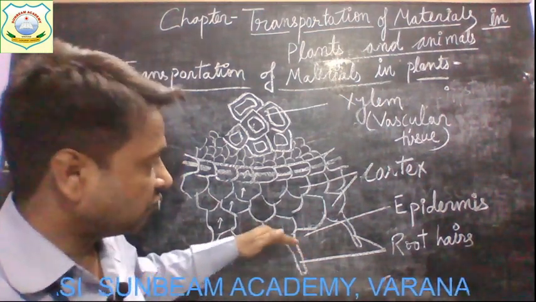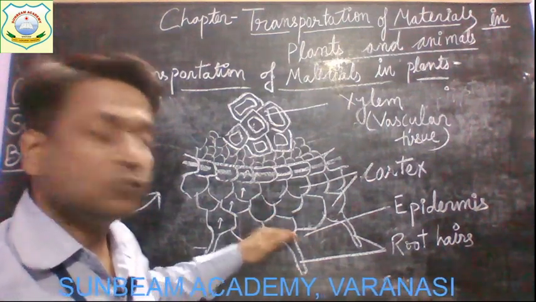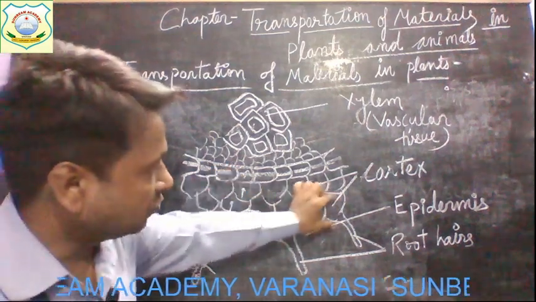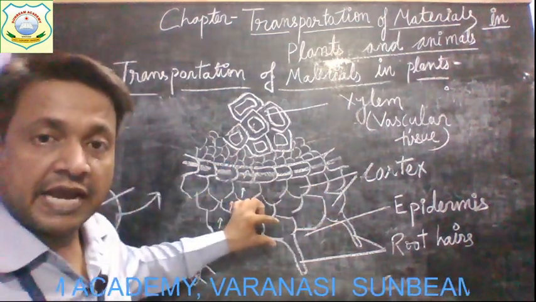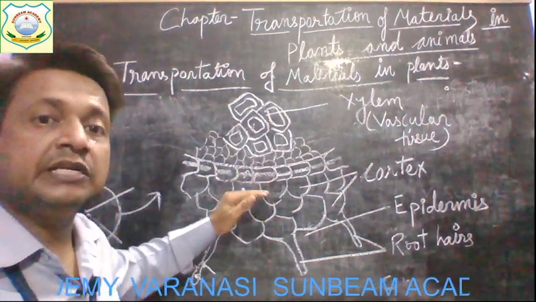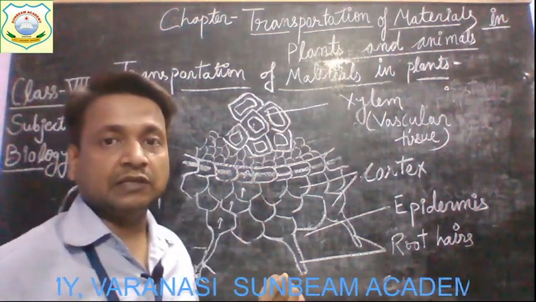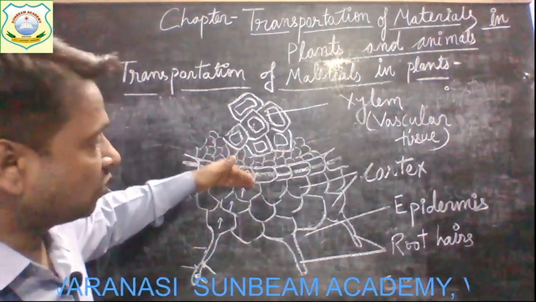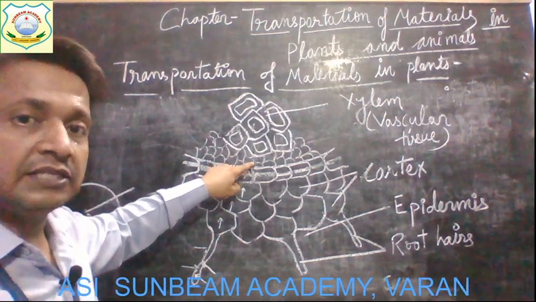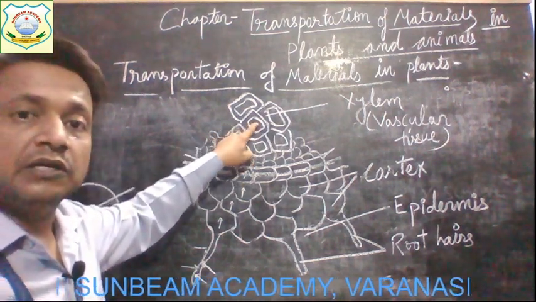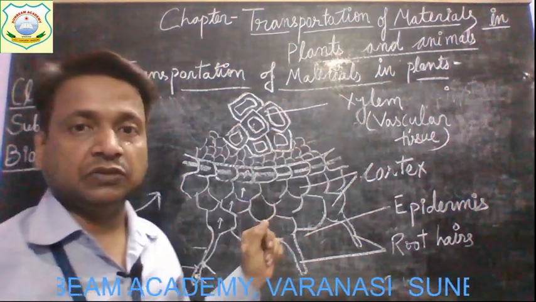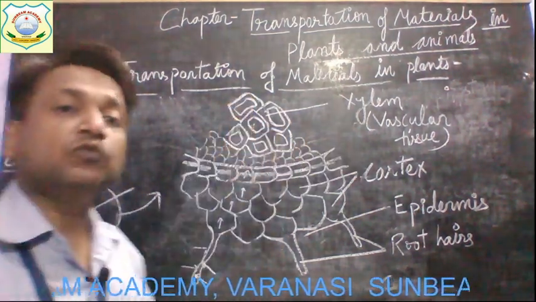After absorption of water by root hairs, that water moves to the different cells of the cortex, because this outer layer is termed the epidermis, and after the epidermis they have the cortex, the group of cells present inside the epidermis. After the cortex it reaches the next layer of cells and finally goes to the center, which is the vascular tissue, that is xylem tissue, and from here it gets moved upward.